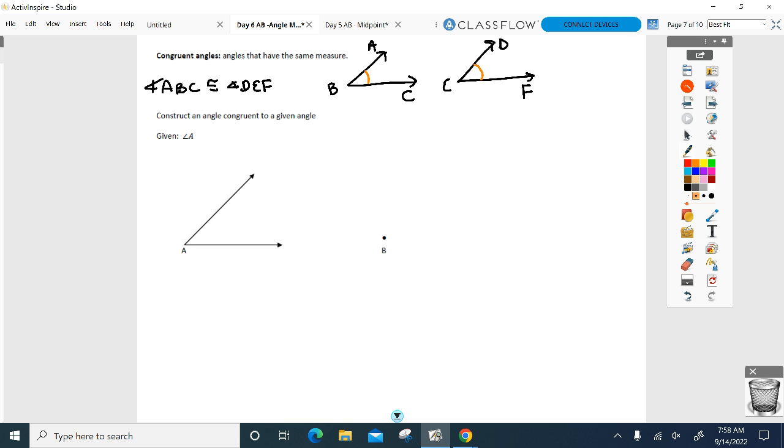All right, let's grab your straight edge and compass. I'm going to show you how to make an angle congruent to another one. All right, everyone see angle A? I want to make it congruent, and we're going to make angle B out of it. Okay, first step, draw a ray. Take your straight edge and draw a ray coming from B.